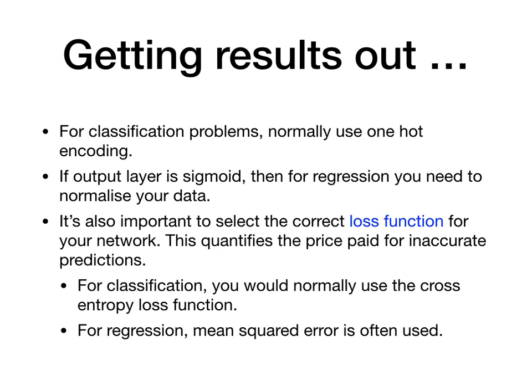Also, with many different neural networks, not RProp or the Weka one, you need to choose the correct loss function for your network. A loss function quantifies the price that the neural network pays for inaccurate predictions. Typically for classification, you use the cross-entropy loss function, and for regression, you'd use the mean squared error. You wouldn't use mean squared error with classification because it doesn't really make sense.